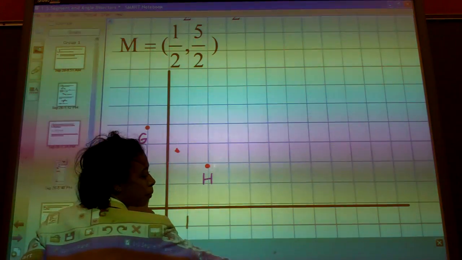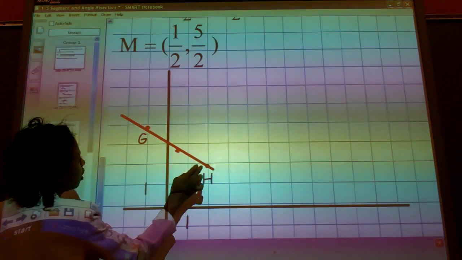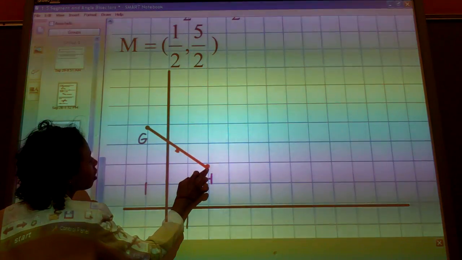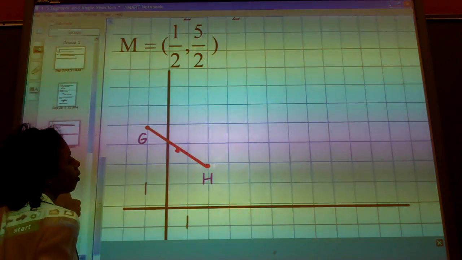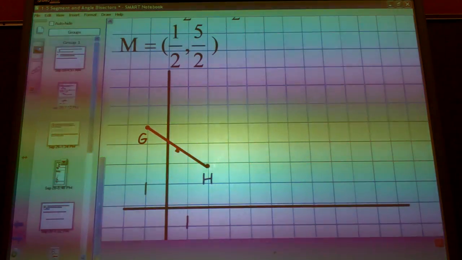Now we can connect our points. Like so, about there. Okay? That's your midpoint equation.